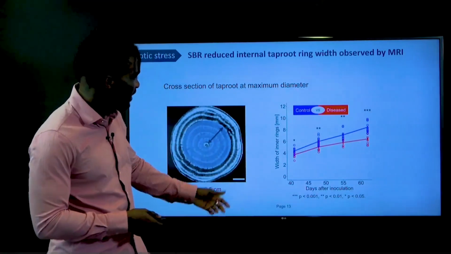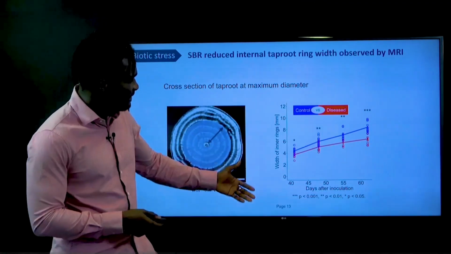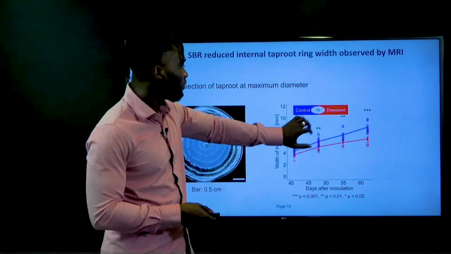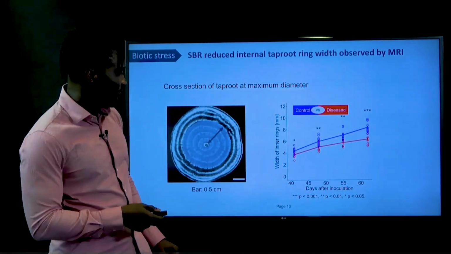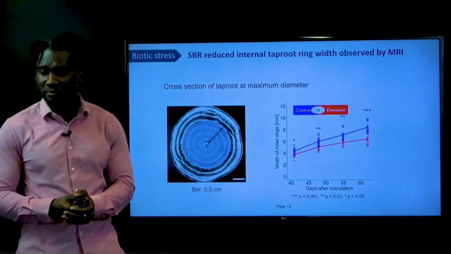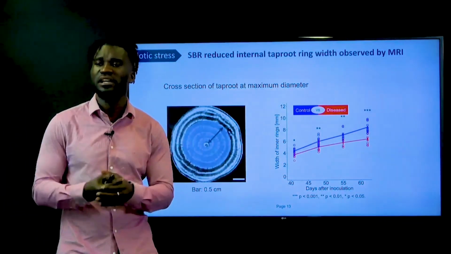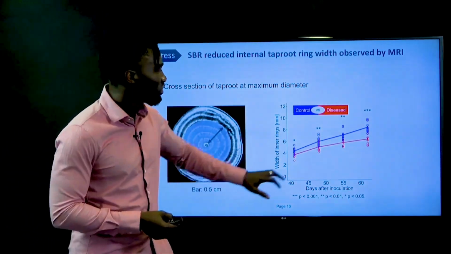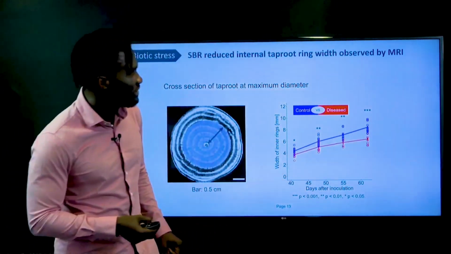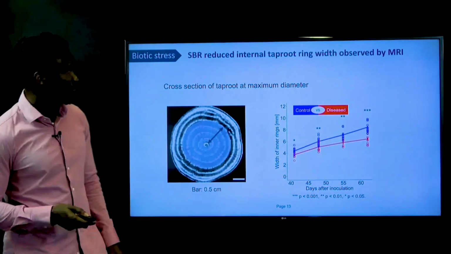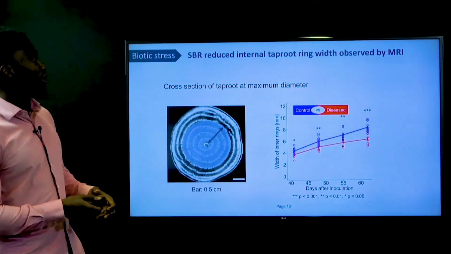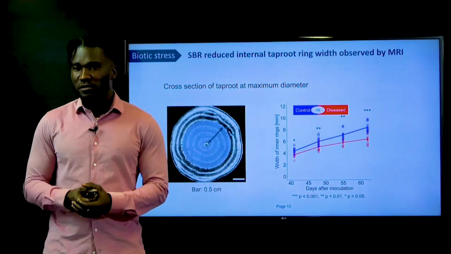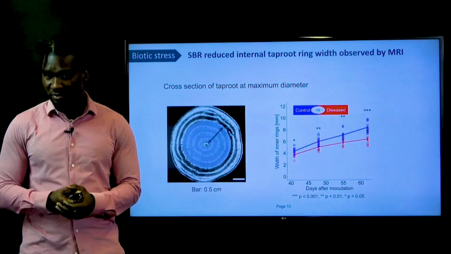As I'm showing on this figure, ring width is on the vertical axis and days after inoculation on the horizontal axis. Again, control is rendered in blue and disease samples are rendered in red. We could observe that the presence of SBR caused a significant reduction in ring width development already at 42 days after inoculation, and this progressed until the last imaging day, which was 63 days after inoculation, all indicating a reduced internal taproot ring width development by the presence of SBR pathogen.